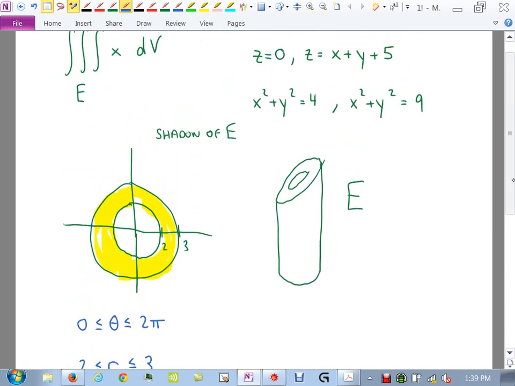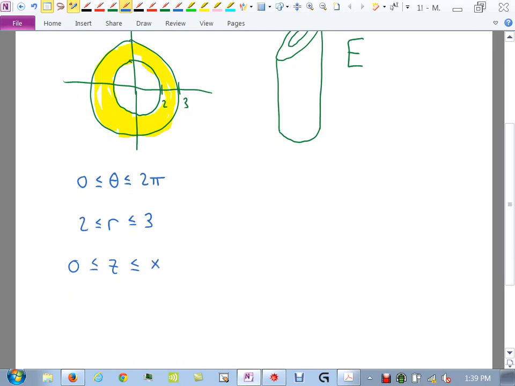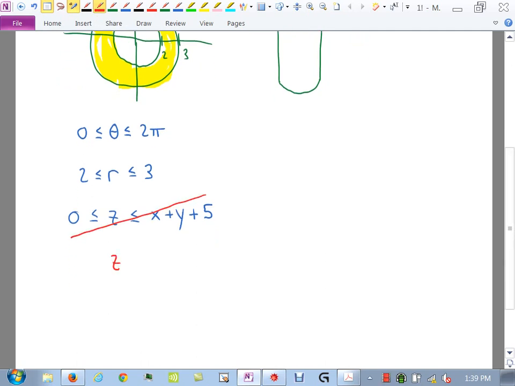Now, the plane equation up there was x plus y plus 5, wasn't it? So what do we still have to do here? Change the x's and y's to r cosine theta, r sine theta. So instead of using that, I'm going to use z is between 0 and r cosine theta plus r sine theta plus 5. Y'all with me?